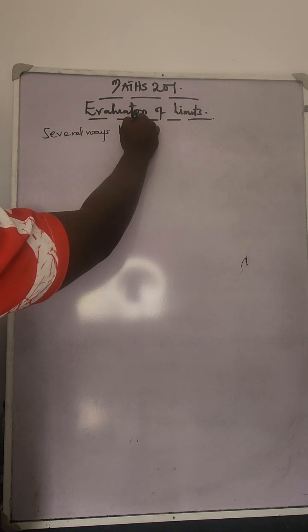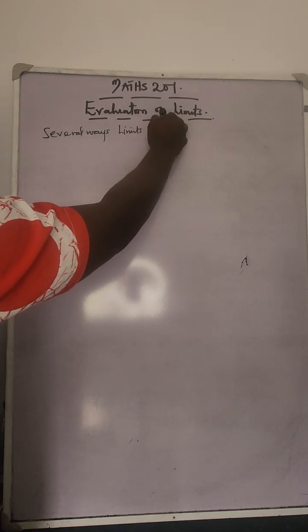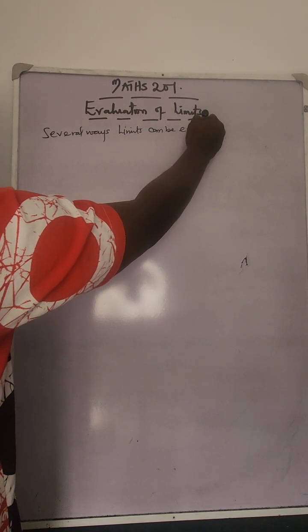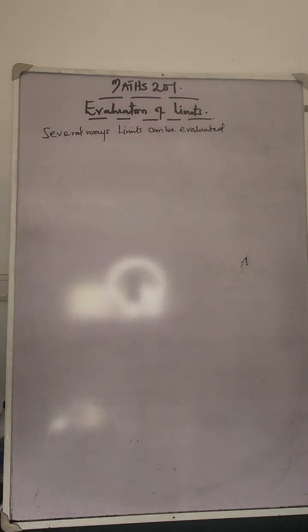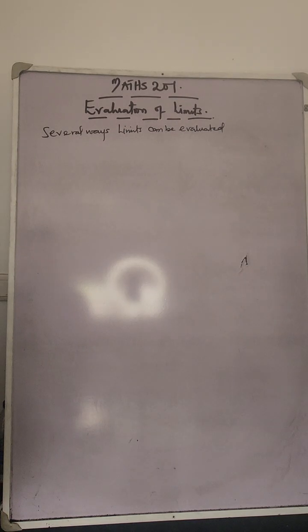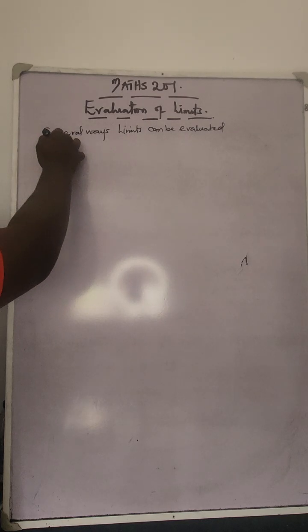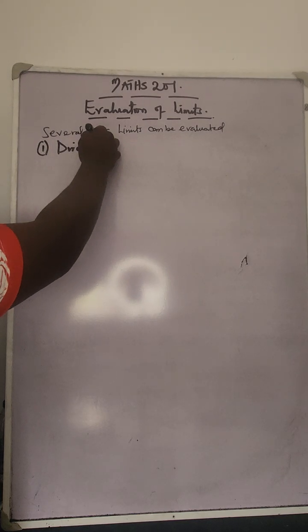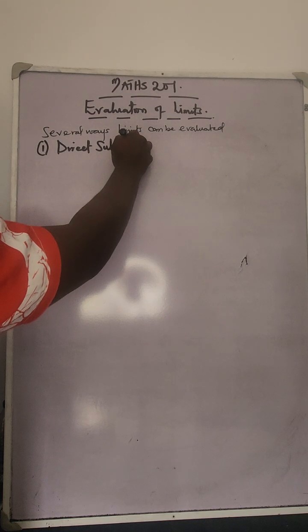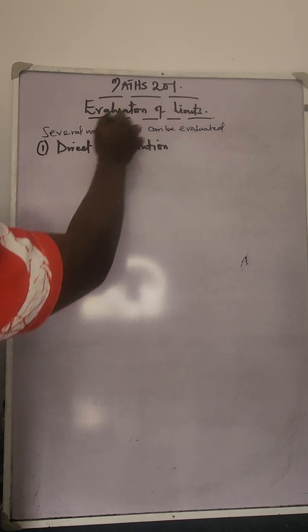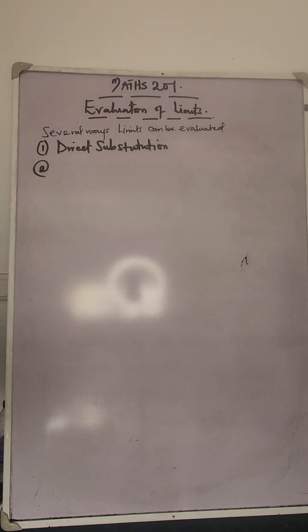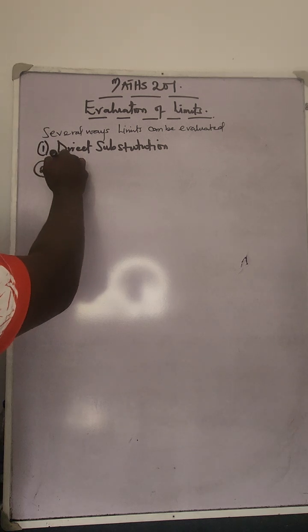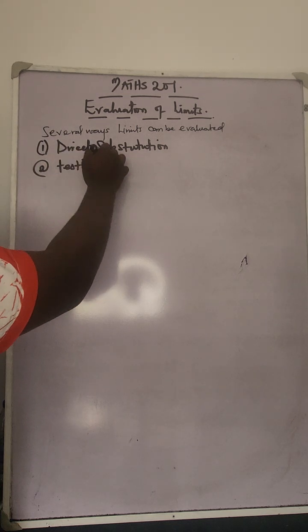Limits can be evaluated in several ways, right? One of the ways we have is, number one, by direct substitution. Another way we have is testing along a straight line.